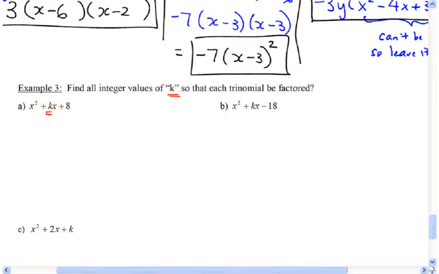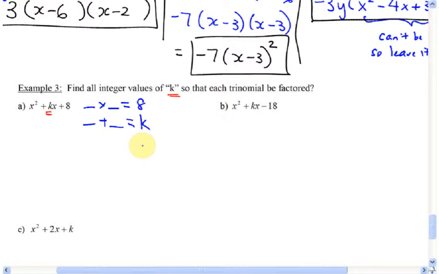Well, remember how we do these factoring things? We're looking for two numbers that, what? Multiply to, in this case, what do we multiply to? 8. And those same two numbers add to, in this case, k. So really what I'm asking you to do is this. Can you find all the different combinations of numbers that multiply to 8? And then use each of those combinations to figure out k.